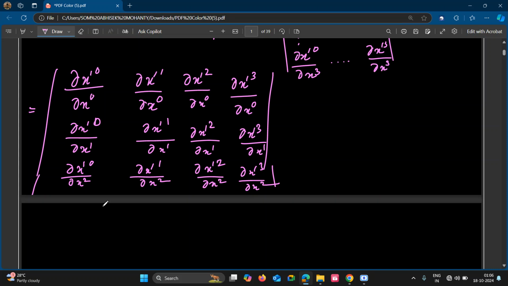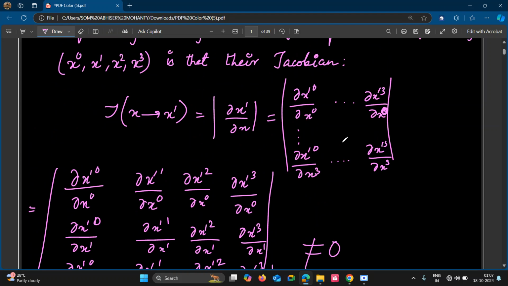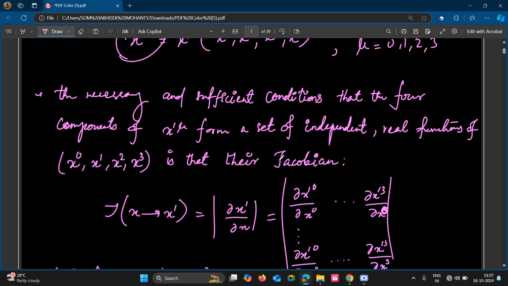And the final row will be, there is no space here, so let me write it here: del x dash 0 divided by del x 3, del x dash 1 divided by del x 3, del x dash 2 divided by del x 3, and del x dash 3 divided by del x 3. Okay, so this is your Jacobian, and it should not be 0. It should not be 0 for what? This is the sufficient and necessary condition that the four components of x dash mu form a set of independent real functions.